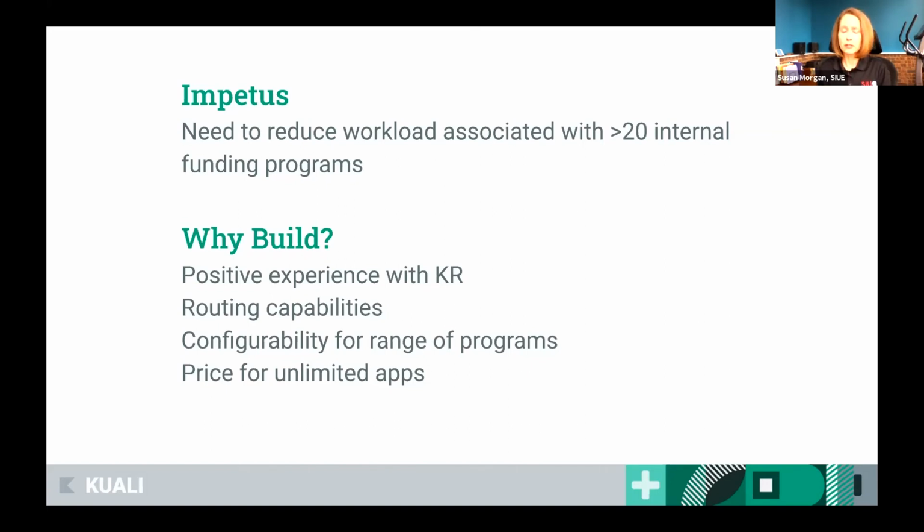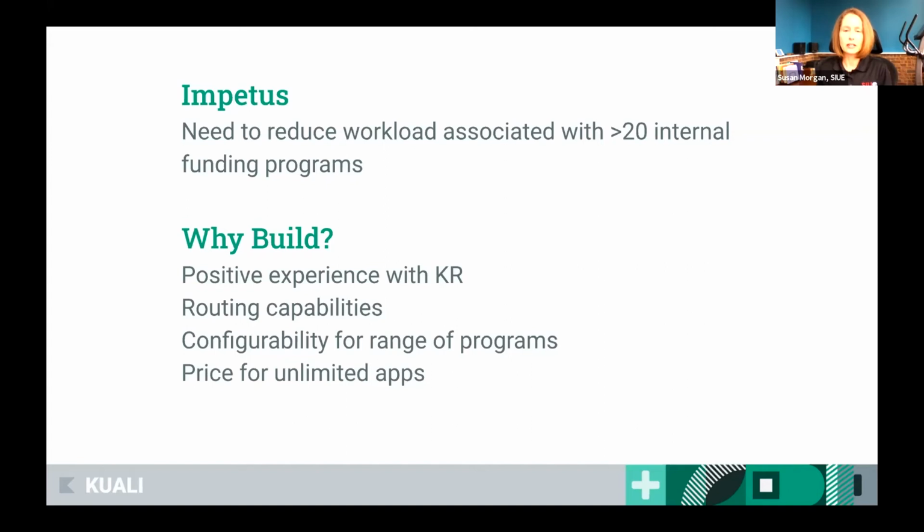The configurability for a range of our programs, like I said, we've got some that are competitive, some are not. We have different review processes associated with them. Some are very straightforward. Some go through a school and college committee, as well as a chair and a dean. They come over and they go through a committee in the graduate school. So we needed that configurability. And then the price for unlimited apps.